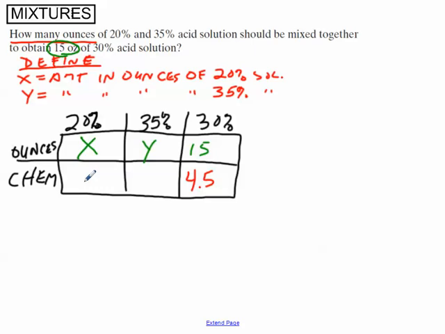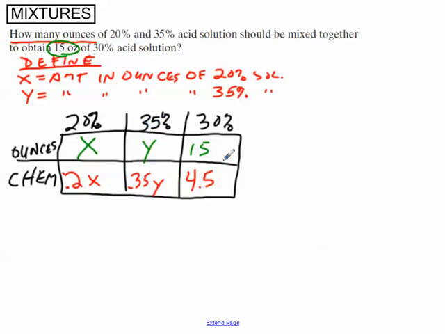The amount of chemical that's in here is 20% of x. 20% is 0.2 times x. So this is 0.2 times x. You could put 0.2 times x as well, but just to save some space, we'll put 0.2x. This is 0.35 times y, because we had y ounces, and 35% of it, or 0.35 times y, is chemical.